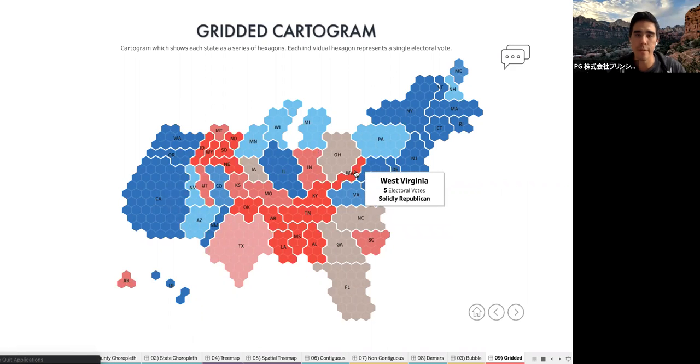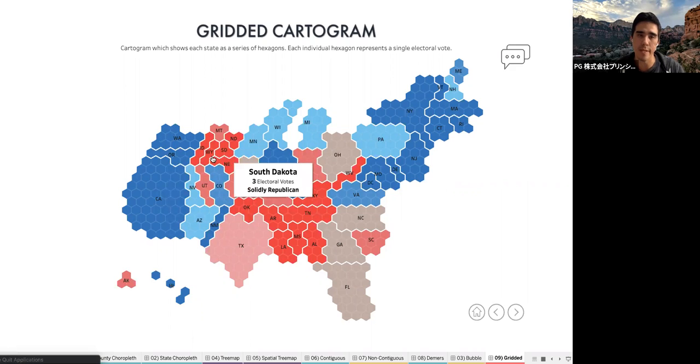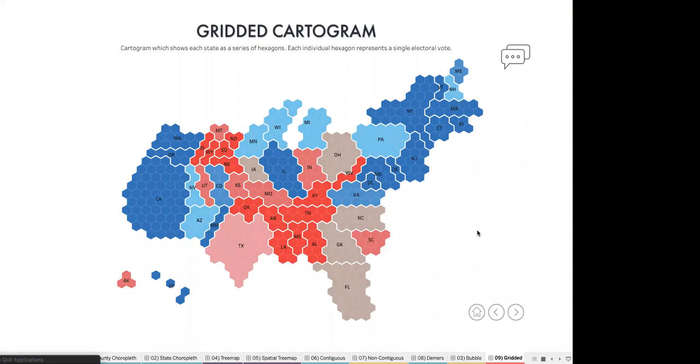I think it's kind of weird though, like this one, West Virginia is like a snake shape, whereas Kansas is like a circle shape, and up here it looks kind of strange where a lot of these are different shapes. Makes it a little bit difficult to compare individual states. But I think it's an interesting looking chart. What do other people think?